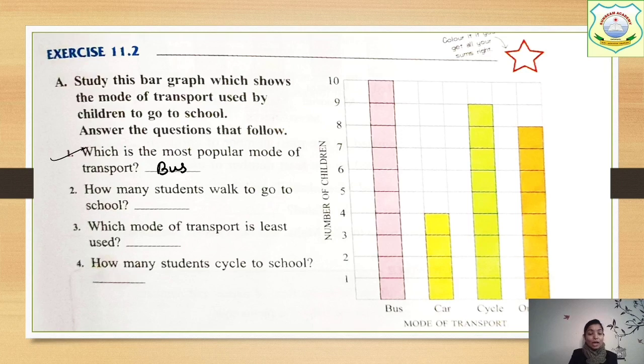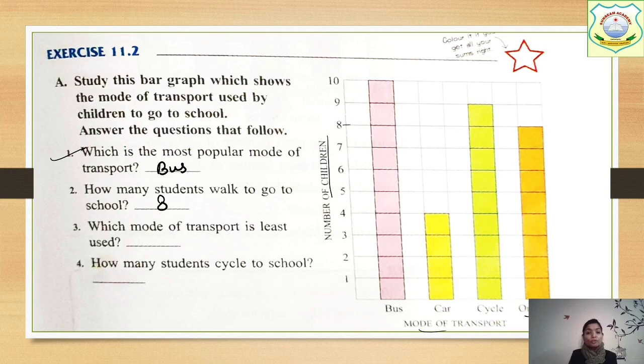नेक्स्ट, हाउ मेनी स्टूडेंट्स वॉक टू गो टू स्कूल? कितने बच्चे वॉक करके स्कूल जा रहे हैं? यू कैन सी ऑन फुट कितने बच्चे हैं? हियर यू कैन सी हियर इट इज रिटन 8 नंबर ऑफ चिल्ड्रन. यहाँ पे क्या मेंशन है हमारे पास? नंबर ऑफ चिल्ड्रन. यहाँ पे मोड ऑफ ट्रांसपोर्ट है. सो हाउ मेनी आर गोइंग बाय फुट? दे आर 8. You can see here 8.